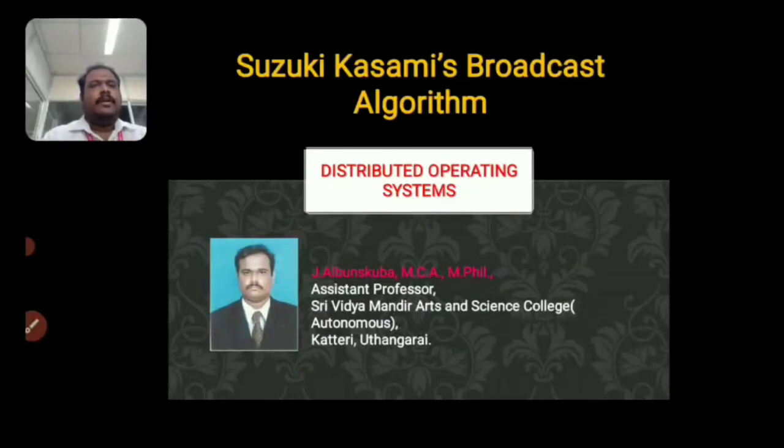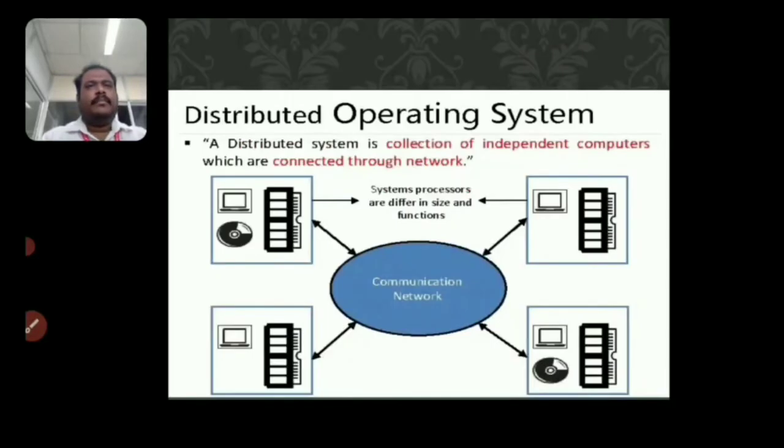And in today's lecture, we are going to see about distributed operating systems. Right. So we'll move on to the topic. Initially, what is a distributed operating system? It is a collection of independent computers which are connected through a network.